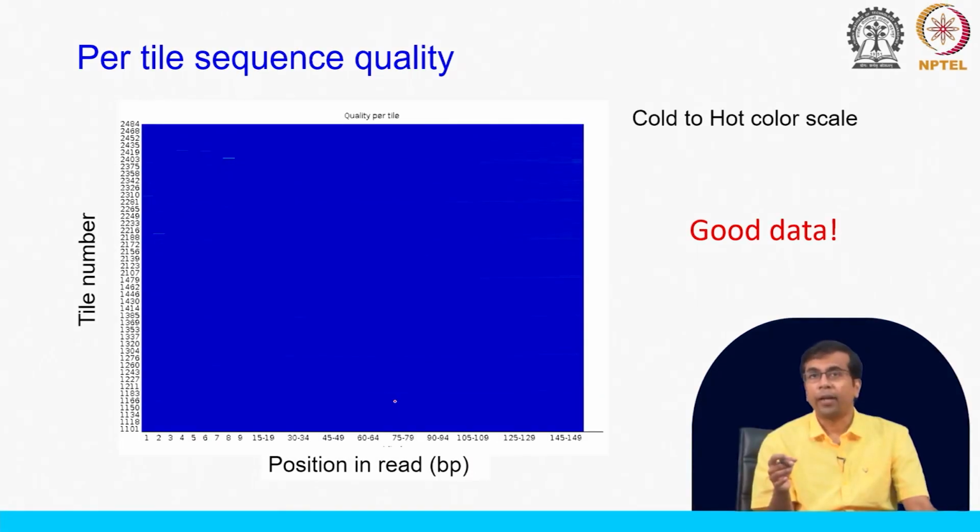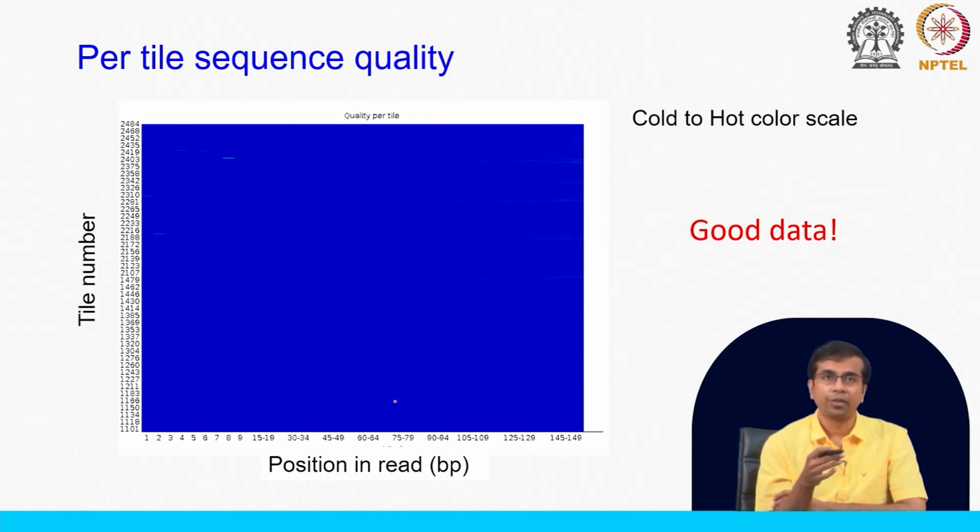The next parameter that we look at is something called per tile sequence quality. Here you have to go back to the flow cell and the tiles that we also talked about in the data format. In the header you have this information, so FastQC can utilize that information and generate these statistics. Here it seems all blue, and it does not make any sense, so I will explain what it actually is.